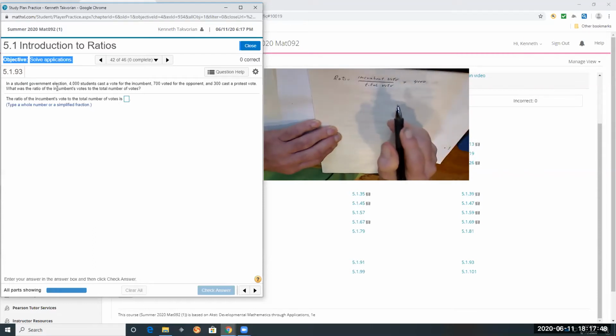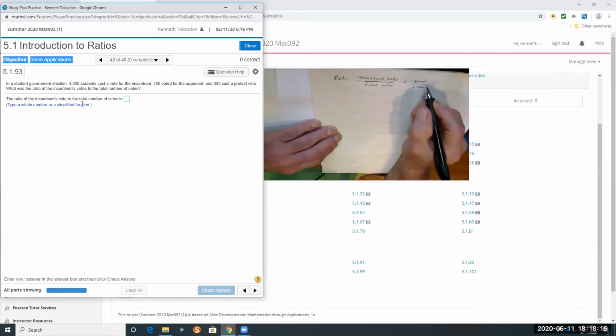Well, we had people who voted for the incumbent, we had people that voted for the opponent, and we had people that protested. All those make up the total vote. So I think 4,000 plus 700 plus 300 gives me a total vote of 5,000. According to the directions, we want a simplified fraction, so we're going to divide by 1,000. So the ratio in its simplest format is 4 to 5.